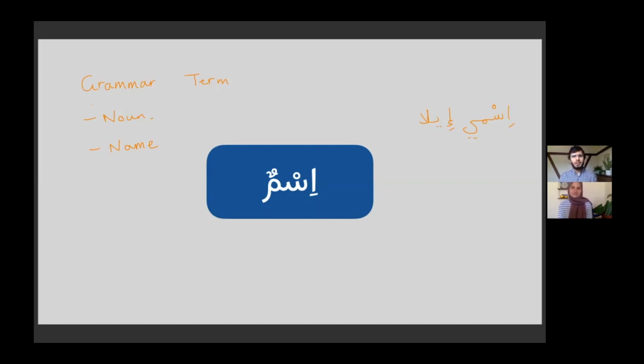Do you agree? Yeah, I mean, there are many ways to think about the connection between the two, and it's fascinating how that connection has arisen. Absolutely. This is one of the really beautiful things about Arabic grammar terminology: it's very down to earth. A noun is a name of something, so they just use the same word that we'd use in everyday life. Brilliant. So you could say ismi Ella, and you can see that word ism is right there. My name is Ella. And so we use it in everyday conversation as well.